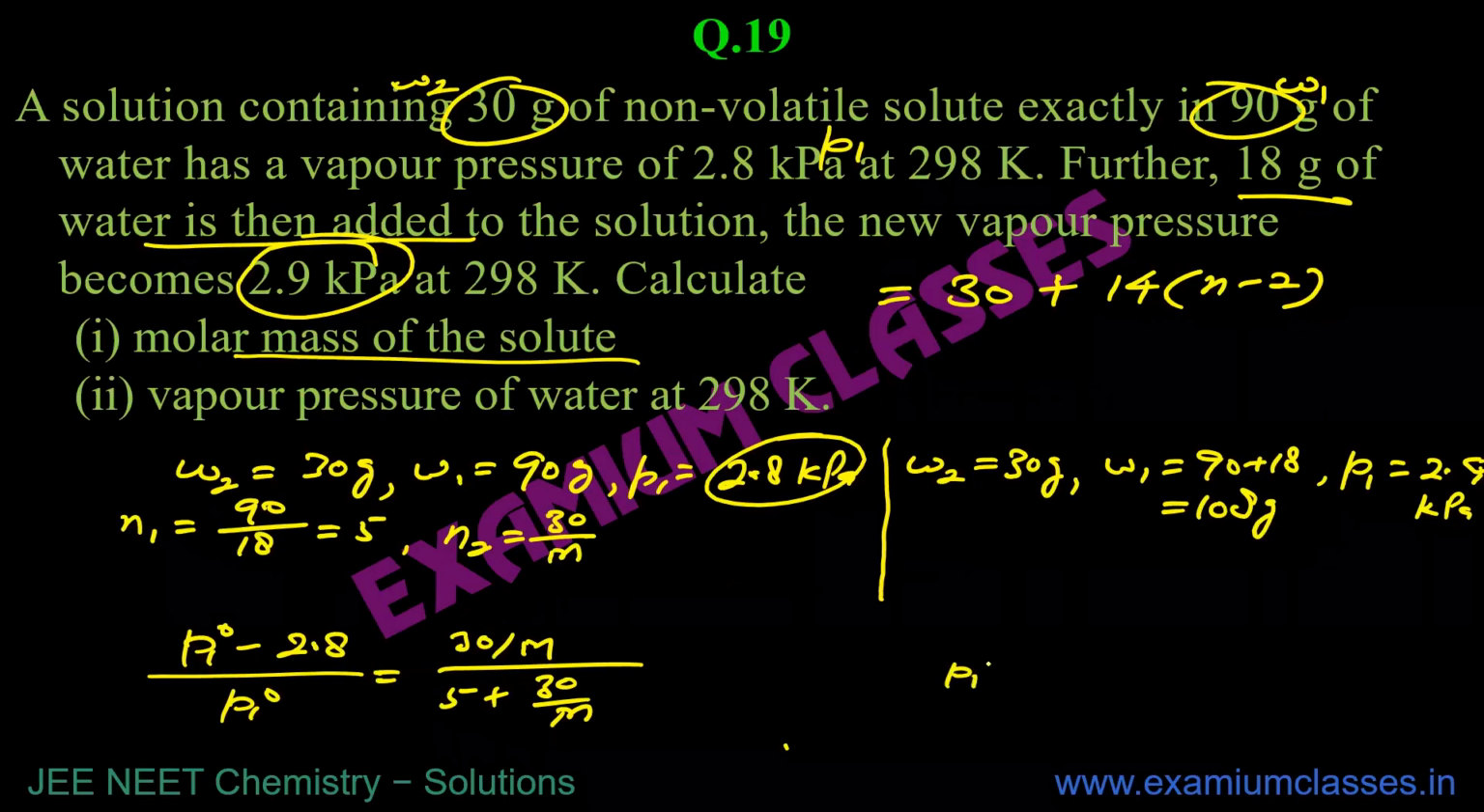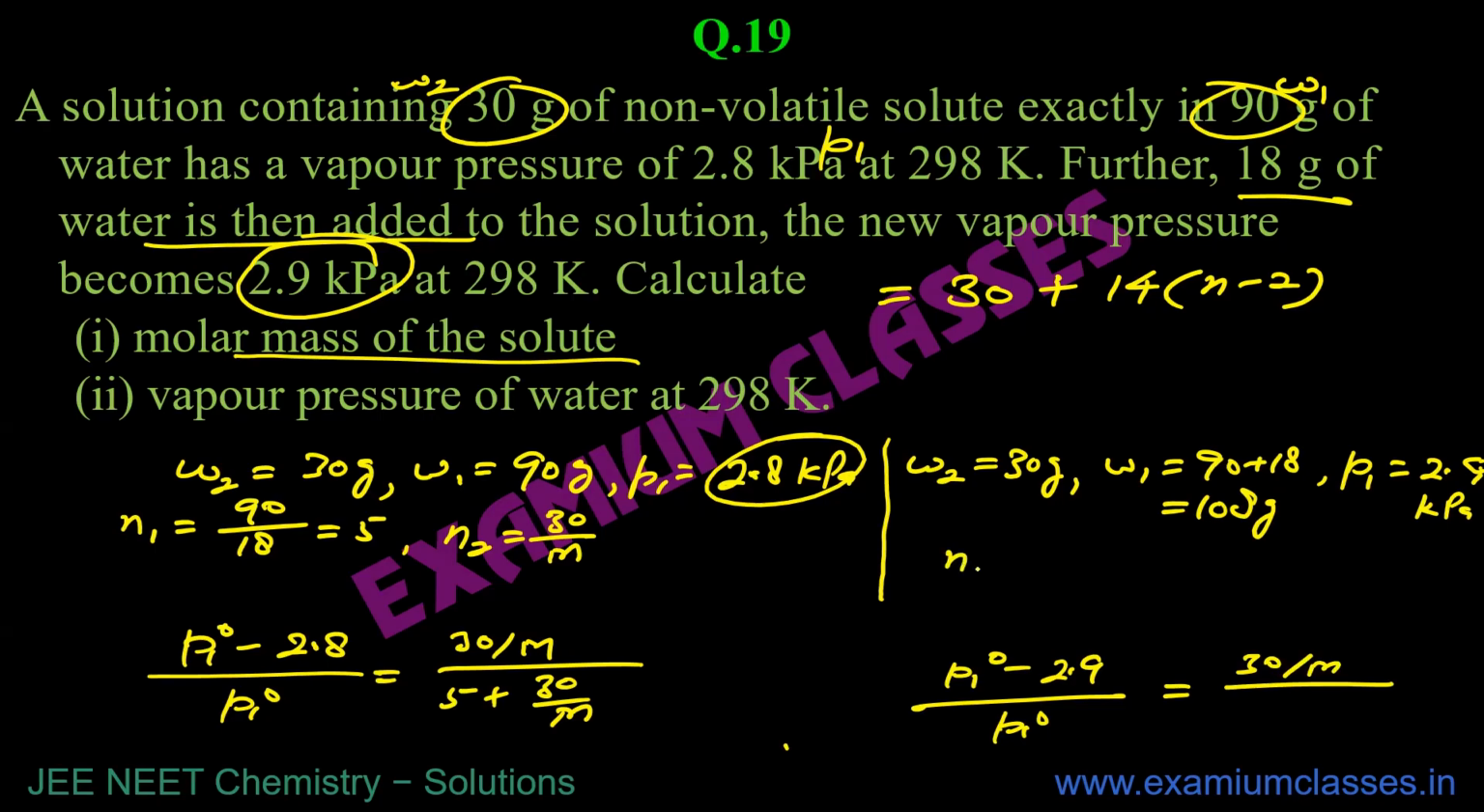Similarly, here I will apply P1 naught minus 2.9. Remember, P1 naught will not change. Sometimes you might ask why I'm using P1 naught at both places, because I have water, and water's vapor pressure will be the same at a particular temperature. It will not change, pure water vapor pressure. So again here I will say P1 naught equals 30 by M, but here N1 will be 108 divided by 18. Water is 108 gram, means it will be 6. So it will be 6 plus 30 by M.